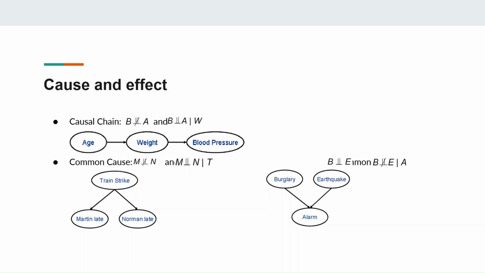No, they're conditionally independent given T, right? Yeah. The example is different. Fine. If the train strike happened, then I wouldn't get any more information.